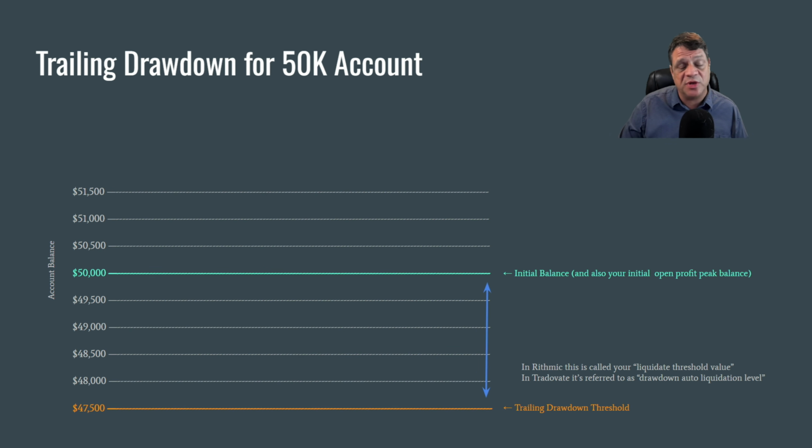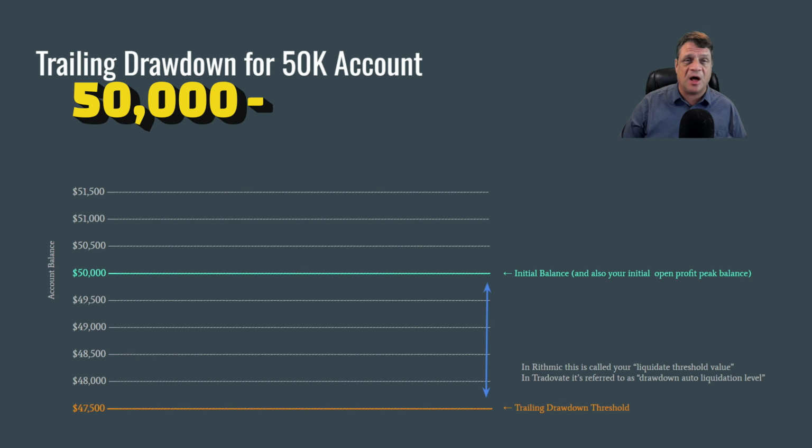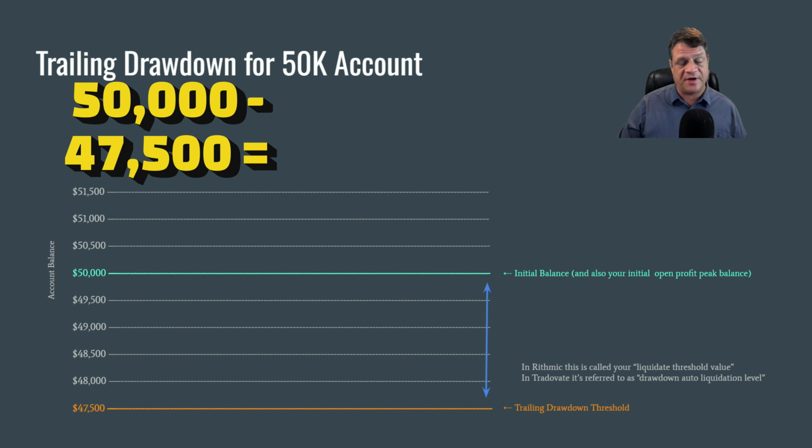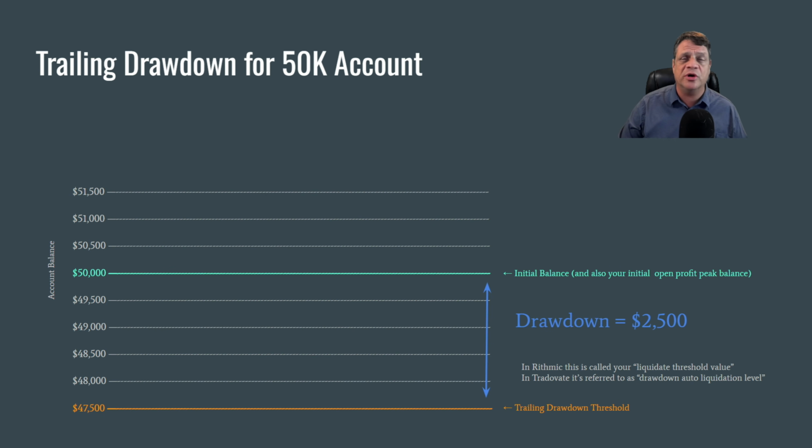The distance between these two lines is $2,500. That's $50,000 minus $47,500, which equals $2,500, which is your current remaining drawdown. Meaning this is how much room you have before you hit the trailing drawdown threshold and blow up the account.